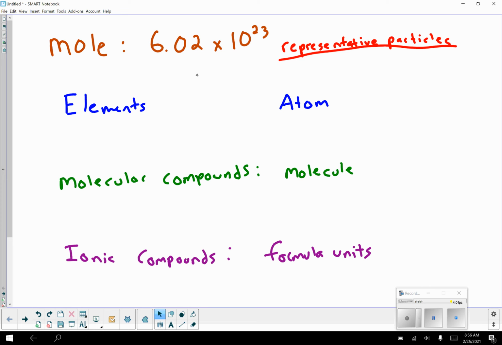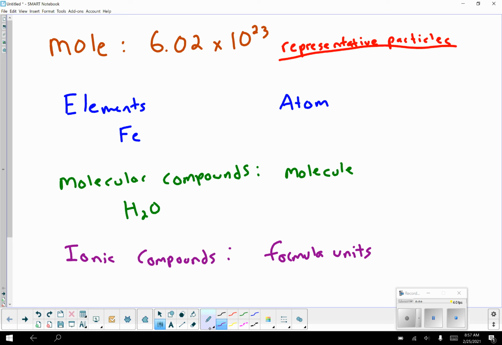In particular, what is being measured in chemistry is representative particles. A representative particle is just the base unit of a substance. For elements, the base unit is atoms. For molecular compounds, for example, water, the base unit would be the molecule. An example of an element would be iron. So if you're measuring a mole of iron, you're measuring iron atoms. If you're measuring a mole of water, you're measuring H2O molecules.